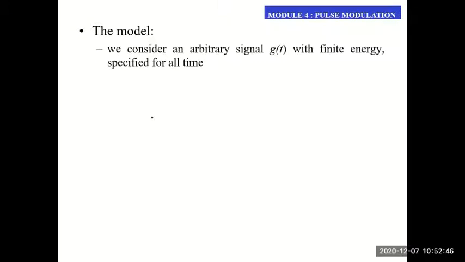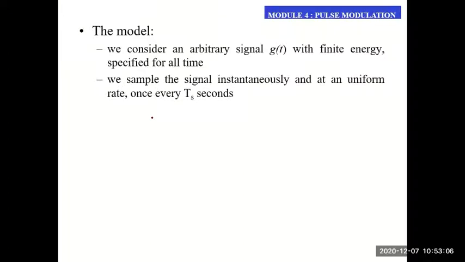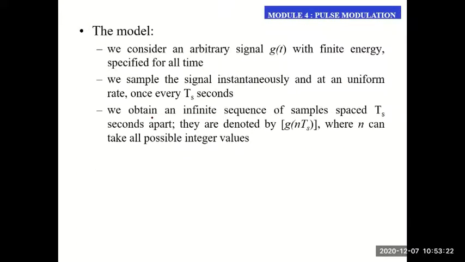First, let's consider the input signal to be any arbitrary analog signal g of t, and remember it should have finite energy. Its values are specified for all instants of time. Now we are going to sample the signal instantaneously at a uniform rate, which means once every Ts seconds. I'm going to take a sample of the original analog signal once every Ts seconds.